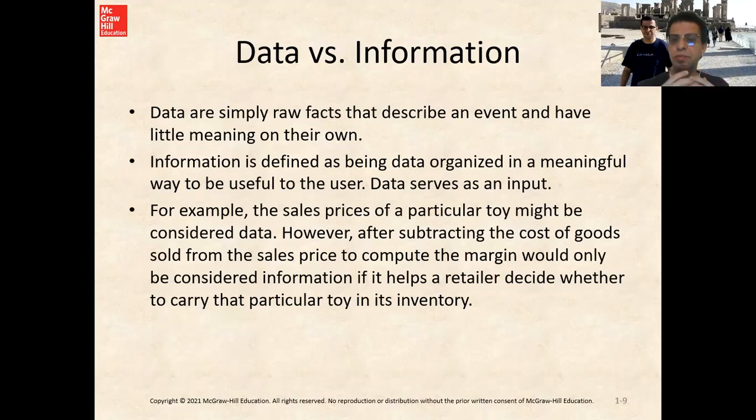Data is simply the raw facts that describe an event and have little meaning on their own. Seven, that doesn't have any meaning. 7 night, 7 day, 7 cars. Information is defined as data organized in a meaningful way to be useful for the user. So, 7 at 7 o'clock in the night.